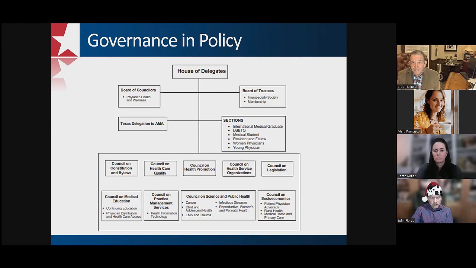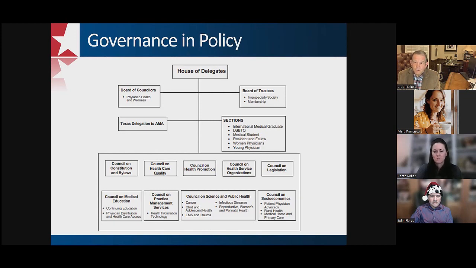And here you see the, I believe it's 9 councils that we currently have within TMA: Council on Constitution and Bylaws, Healthcare Quality, Council on Health Promotion, Health Service Organization and Legislation. And then the ones we're usually all more familiar with: the Council on Medical Education, on Practice Management Services, Science and Public Health, and Socioeconomics. And the representative committees underneath those councils are then also listed there.